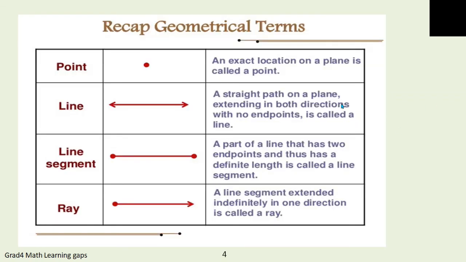Fine. Now moving on to the next topic, that is certain geometrical terms. In geometrical terms, what is exactly a point? A point is an exact location on a plane. One particular location on a flat surface is known as a point. And what is a line? A line is a straight path on a plane extending in both directions with no endpoints. And as it has no endpoints, it cannot be measured because this will extend to the right and this will extend to the left. So the line will never have an ending point.